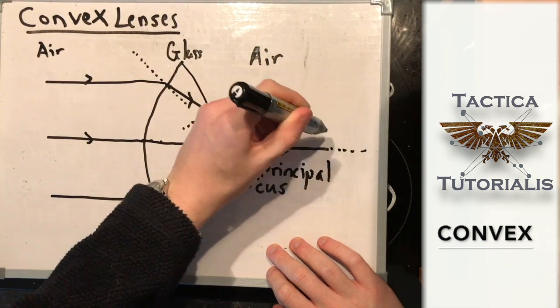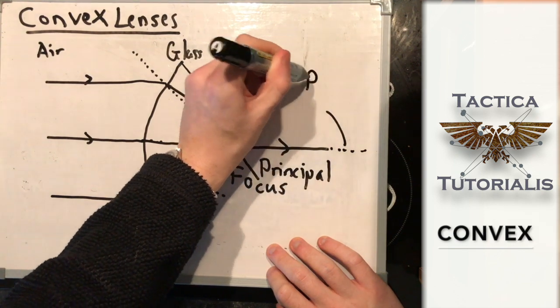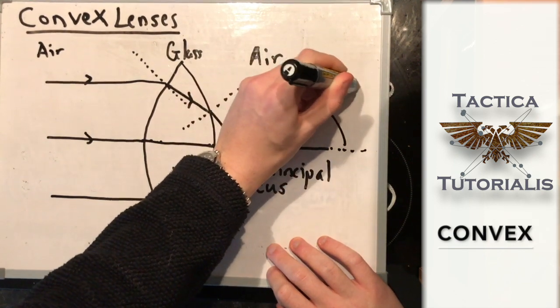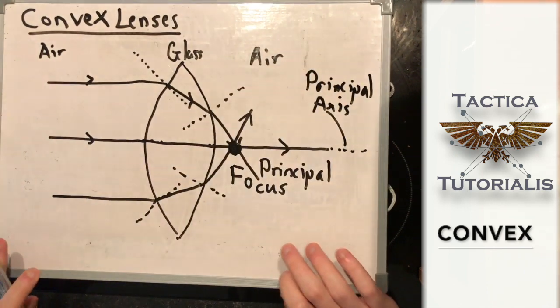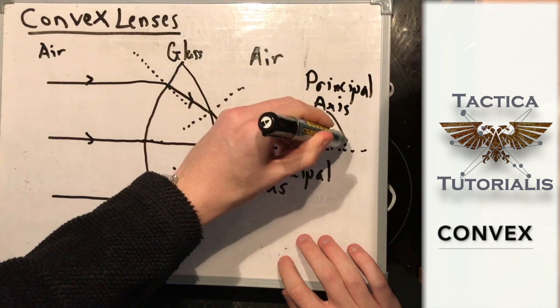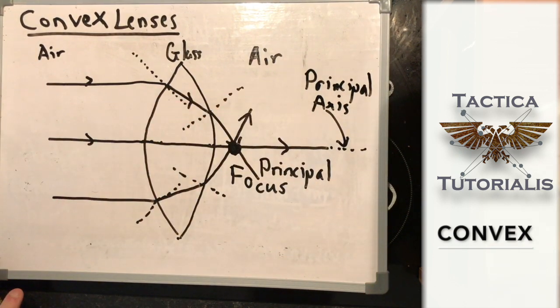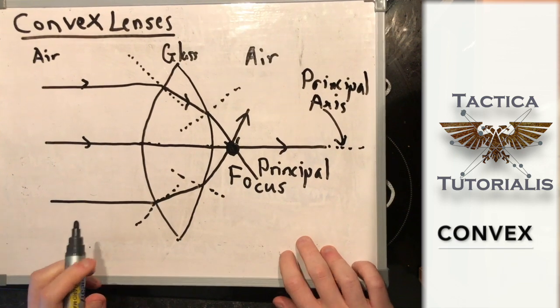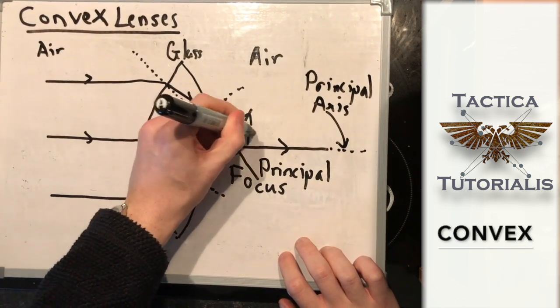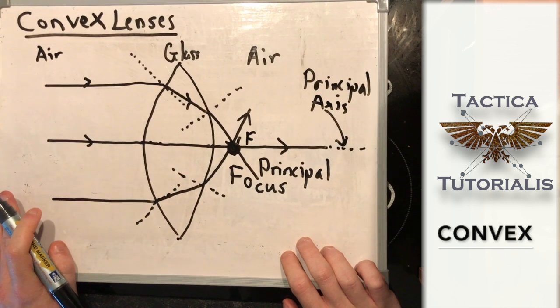This line here is called the principal axis. So the ray through the center travels along the principal axis, and the light rays all pass through a point known as the principal focus, which is F.